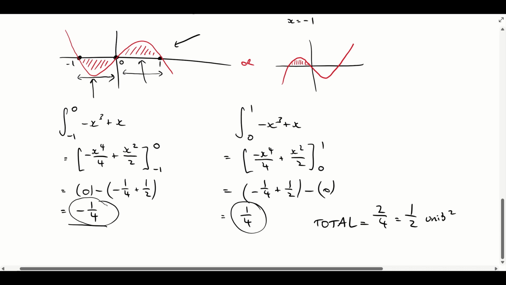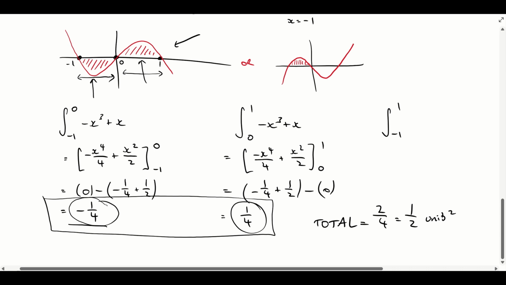Now, if you hadn't split this integral and you just integrated from -1 to 1, you would be adding minus a quarter to positive a quarter, and you would have got 0, which we know isn't true. There is area there. So you've got to make sure you split that integral up.